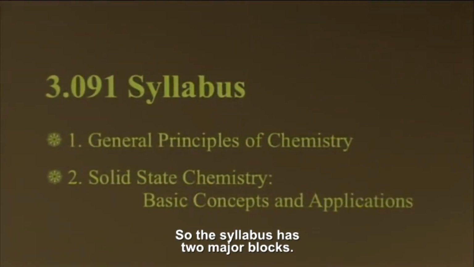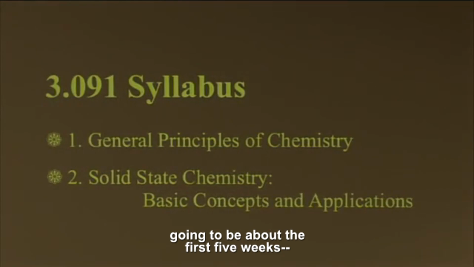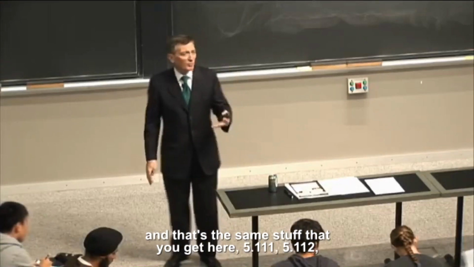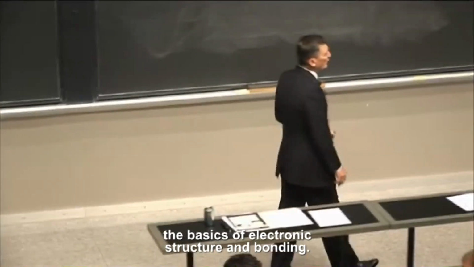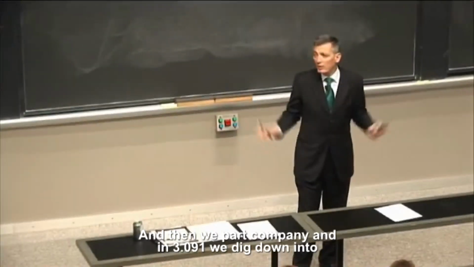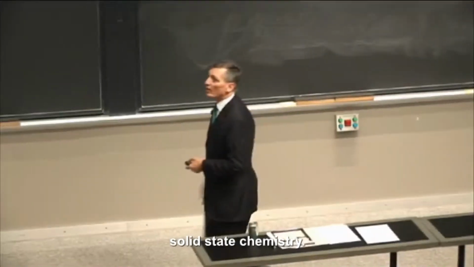So the syllabus has two major blocks. First block is general principles of chemistry. It's going to be about the first 5 weeks. And that's the same stuff that you get here, 5.111, 5.112, the basics of electronic structure and bonding. And then we part company. And in 3091, we dig down into solid-state chemistry.